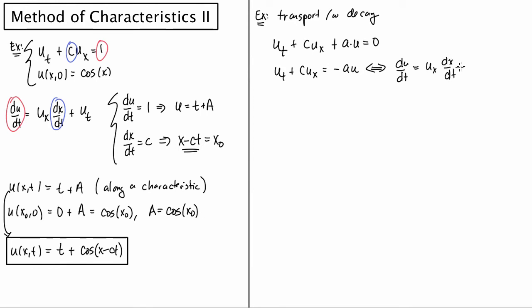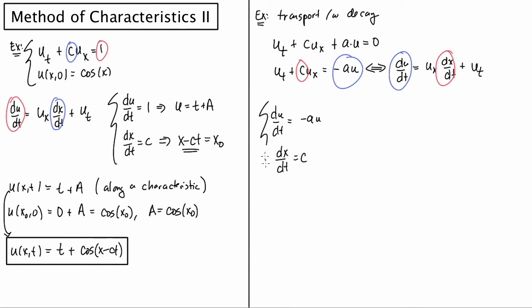dx/dt plus u_t. That suggests that dx/dt has to be c, and du/dt has to be minus a u. So the system of ODEs here is of this form. Once again, observer moving with constant speed, but my function u, how it's changing as I move along the characteristic, it's actually decaying. What I'm noticing is the value of u decays as I walk along the characteristic. So it's no longer being held constant like it is for the transport equation. It's no longer not moving at all.